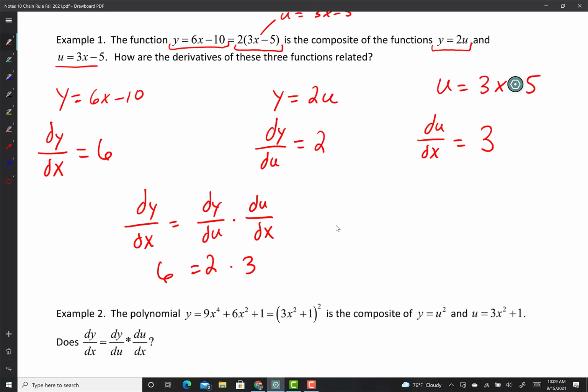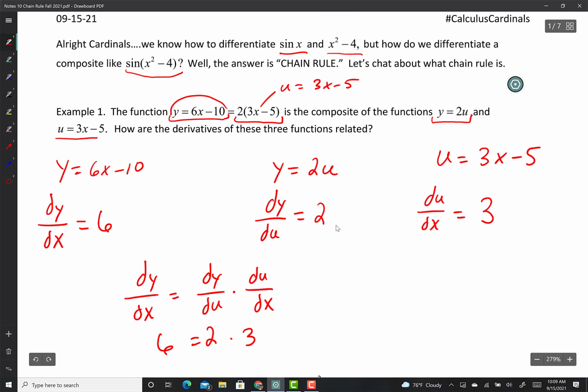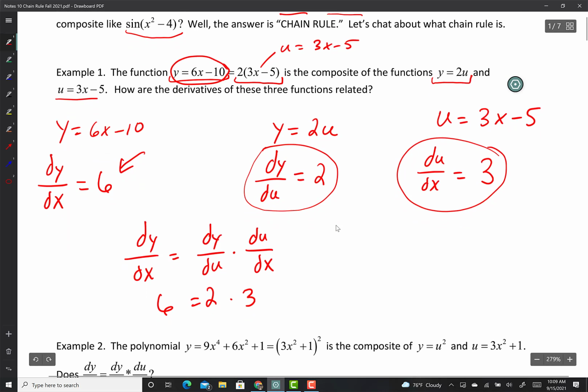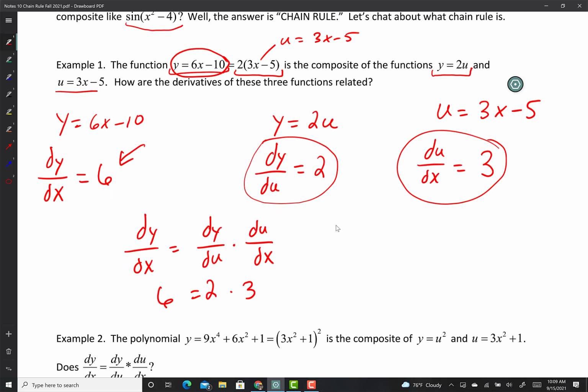Cool or not cool? Do you agree that the derivative of this is 6? Look at what I did here. I took the derivative of y with respect to u, and I took the derivative of u with respect to x. If you multiply 2 and 3, do you get that same value of 6? Yeah. That's what they're trying to say. Now, what did we just do? Let's think about what we just did.